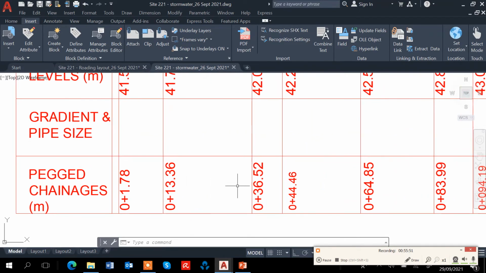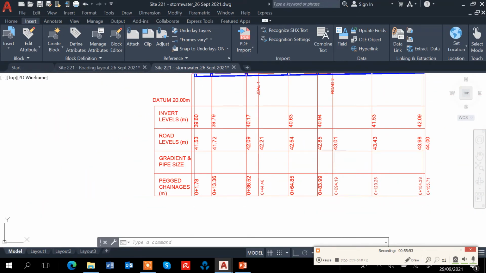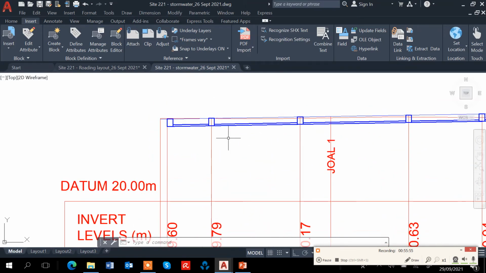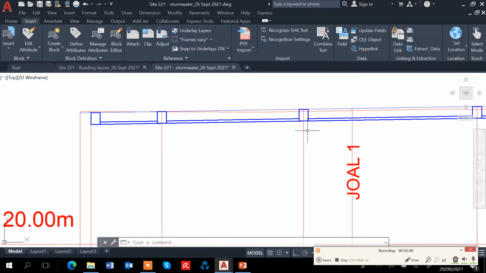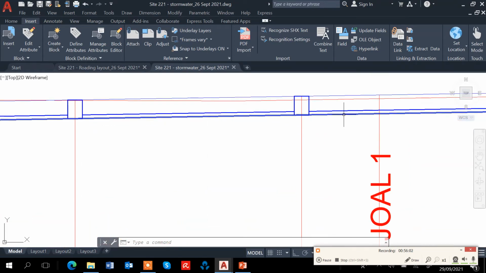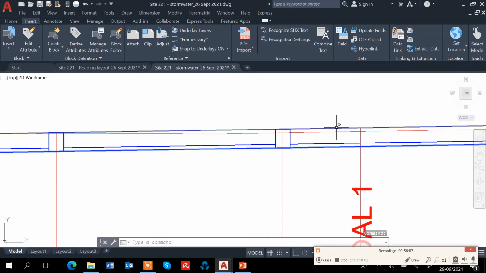So I got all the changes, and then I just follow the slope of this road, the drain. I follow the slope of this road, the road level. It's 1.61%, which is 1 in 62. So I follow the slope of the road. I follow this on the stormwater pipe. I follow the slope of the road.